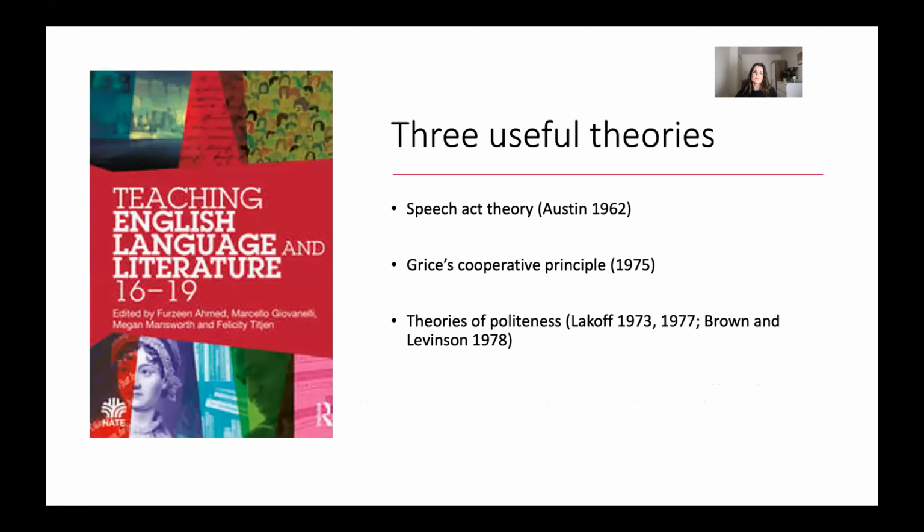In my chapter for the book that I co-edited with Marcello last year, and also with Fazine Ahmed and Felicity Titjen, I talked about using three useful theories from discourse analysis to explore A Streetcar Named Desire. So today I'm going to talk about those three theories, and I'm going to explain and try to exemplify some of the ways in which they could be applied. Those are speech act theory, Grice's cooperative principle, and also theories of politeness.